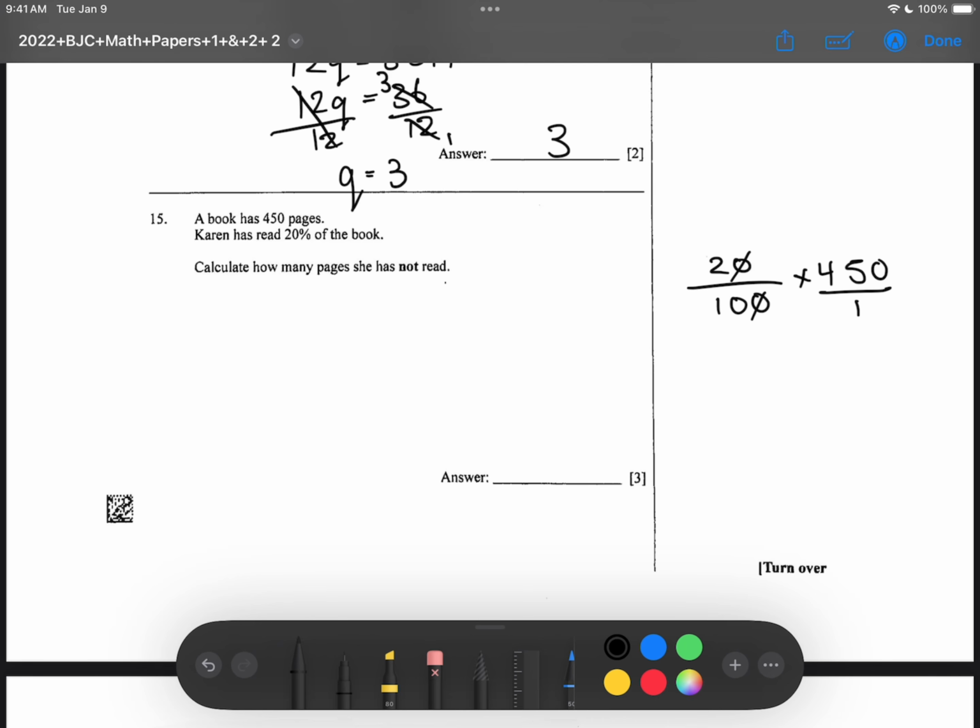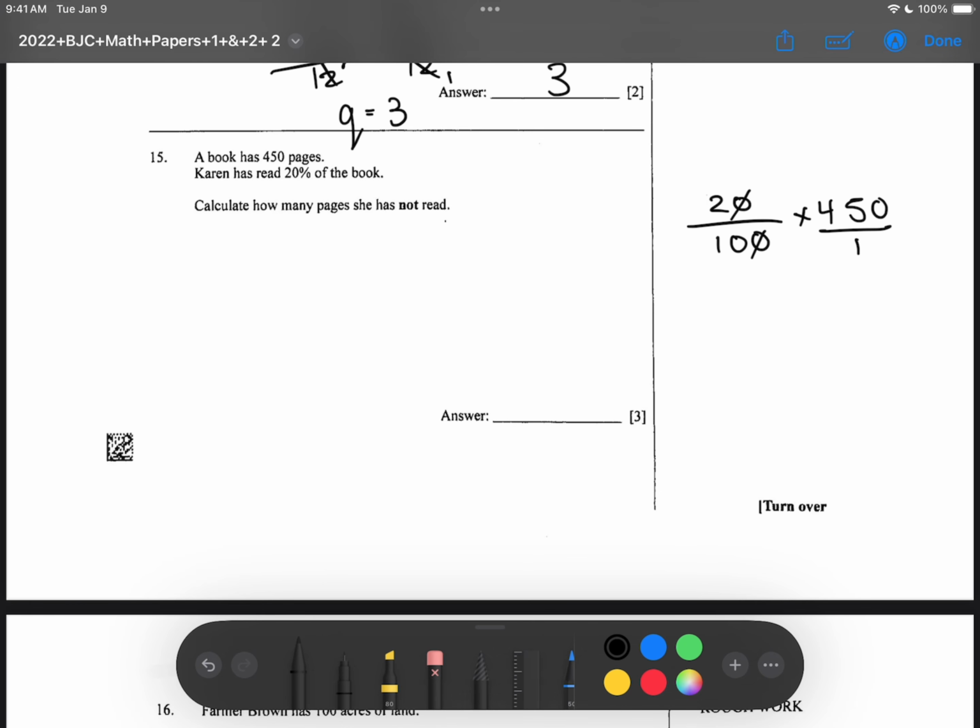We can make this over 1 and multiply it like two fractions. 2 times 450 is 900 over 10. Cancel off more zeros. 90 over 1 is 90. She has read 90 pages.